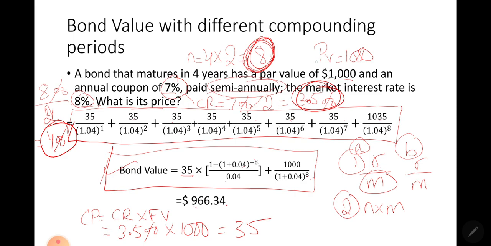Okay, so whenever you have different compounding periods, make sure you follow these two steps. One is to divide the interest rate by the compounding period, and number two is to multiply the n by the compounding period. And do not forget that there are two interest rates over here, so the coupon rate has to be divided and the discount rate also has to be divided by m.